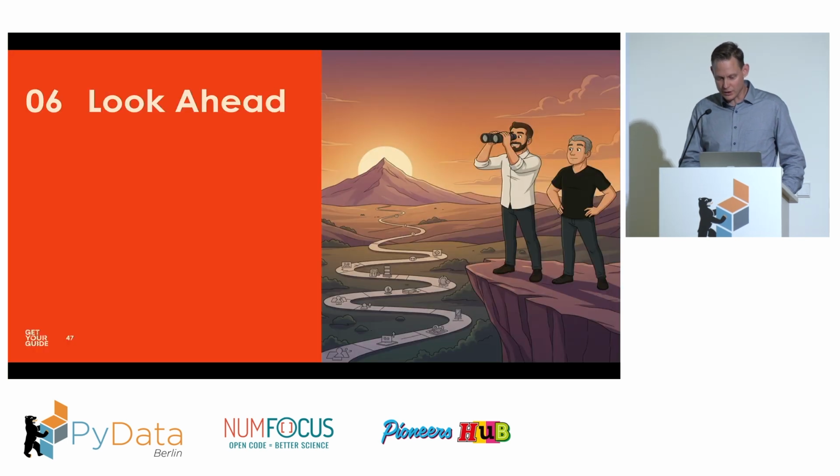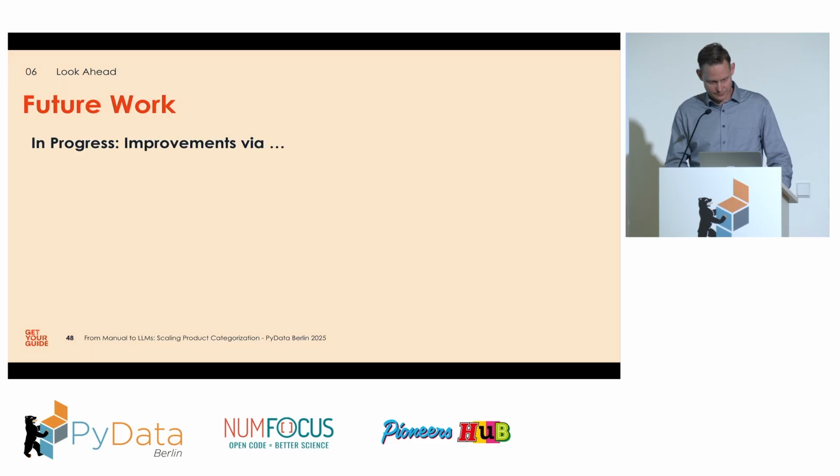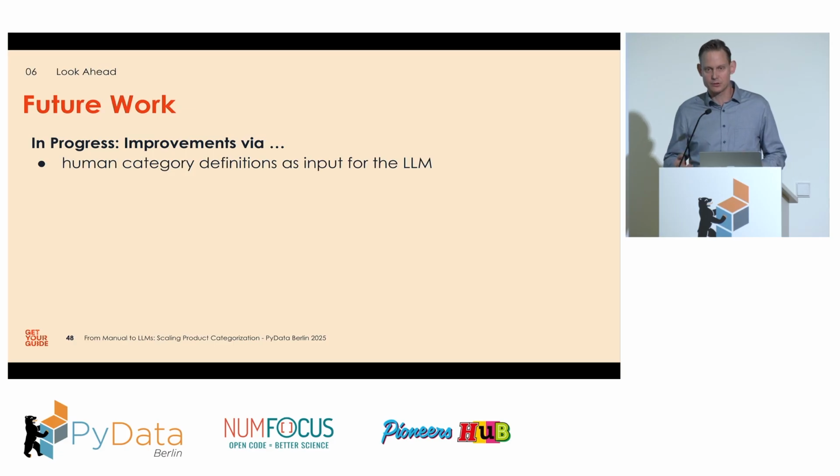We are quite happy with this system, but it can always be improved, and some of the future work is already ongoing. One part is that we are trying out including human category definitions as an additional input for the LLM. That has improved the quality for some categories already, and we are trying it out for more.